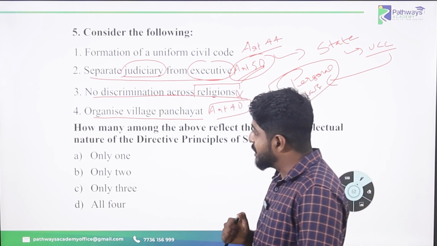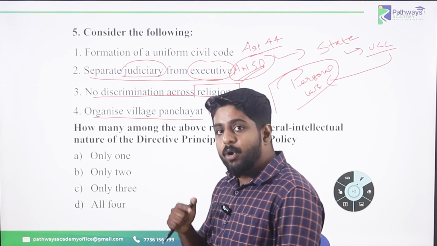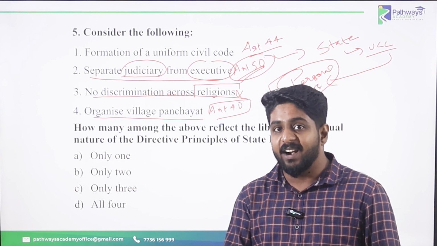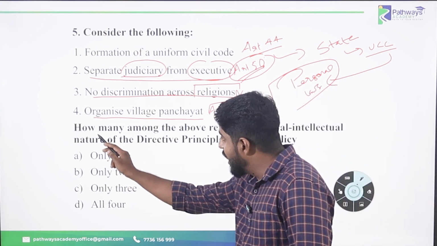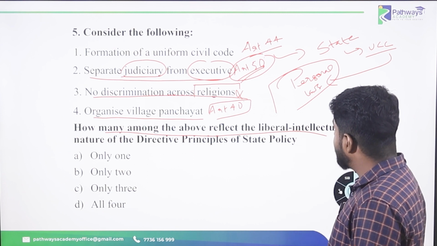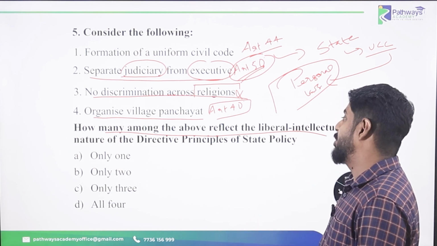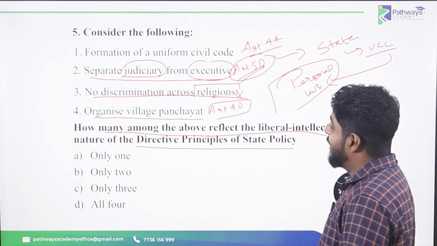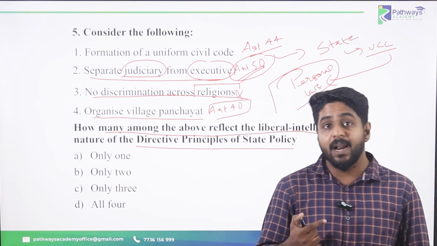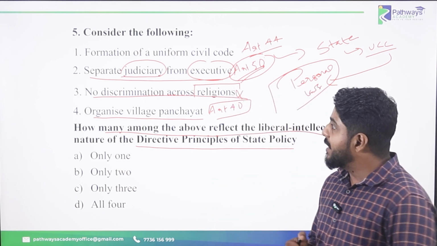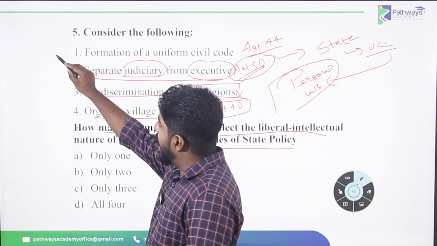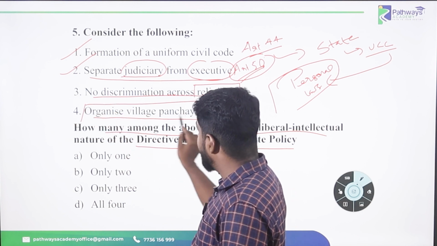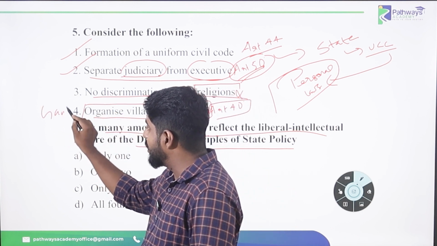Okay, empower village panchayat. Now the question we are going to guess is how many of the above would come under the category of DPSP. We'll just see this. How many among the above reflect the liberal intellectual nature of the DPSP? Sir, it is not asking about DPSP. They are asking about the liberal intellectual principles. Liberal intellectual principle means you have 1, 2. Will this come under the liberal intellectual principles? No, sir. This is just a Gandhian principle.